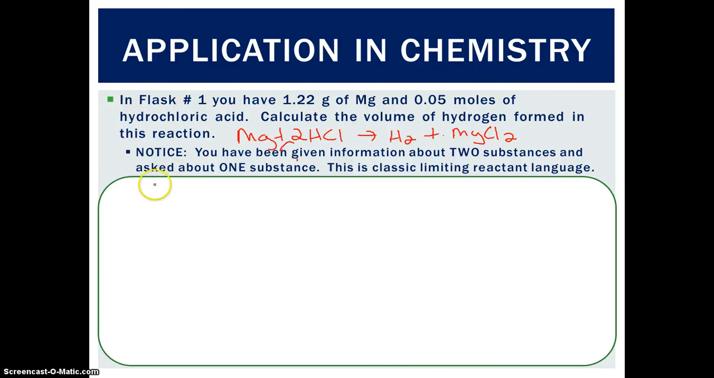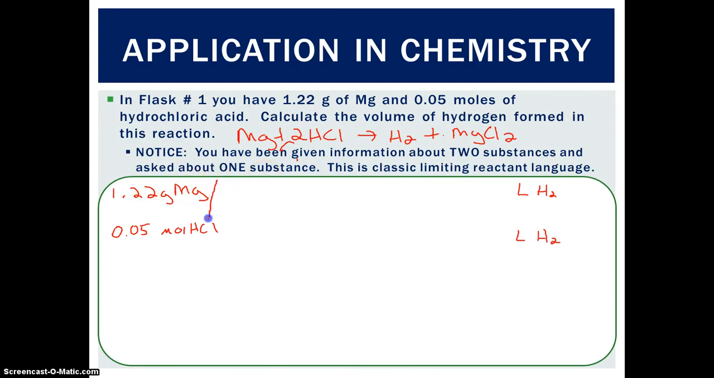So what I do is I solve 2 stoichiometry problems side by side to find my unknown. In the first one, I'll be going from 1.22 grams of magnesium as my given to liters of hydrogen as my unknown. In the second one, I'll be going from 0.05 moles of HCl to, again, liters of hydrogen as my unknown.